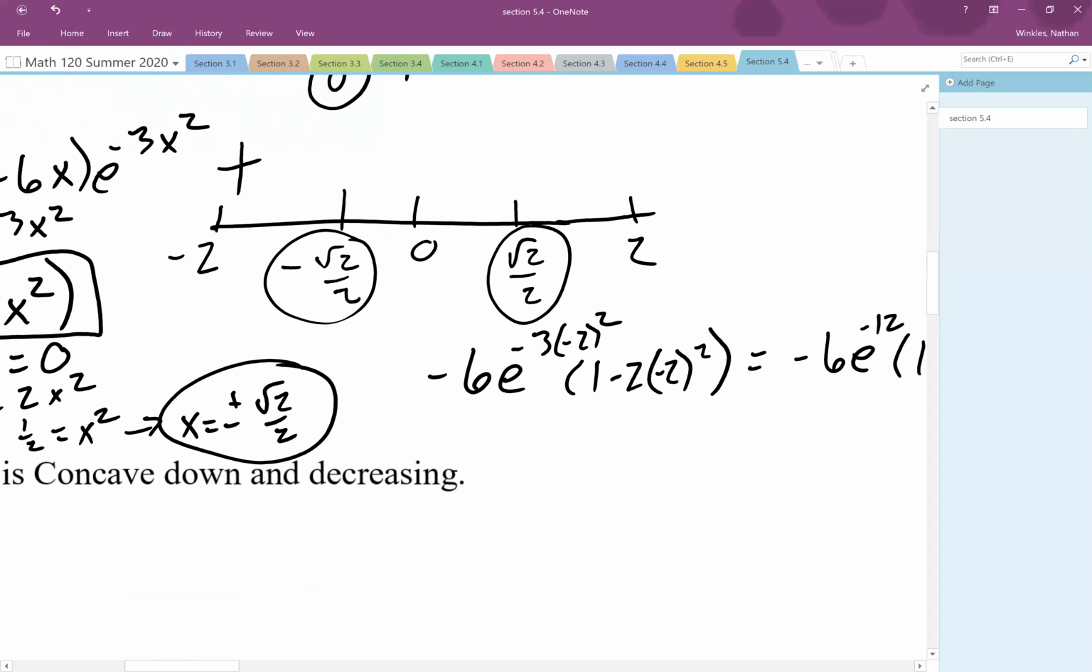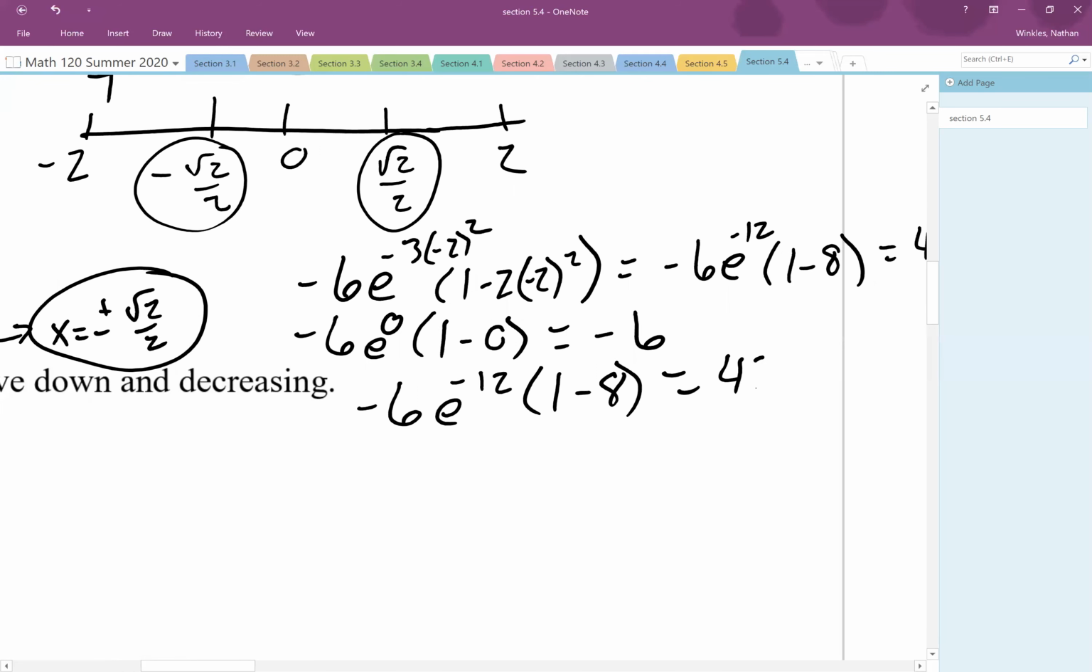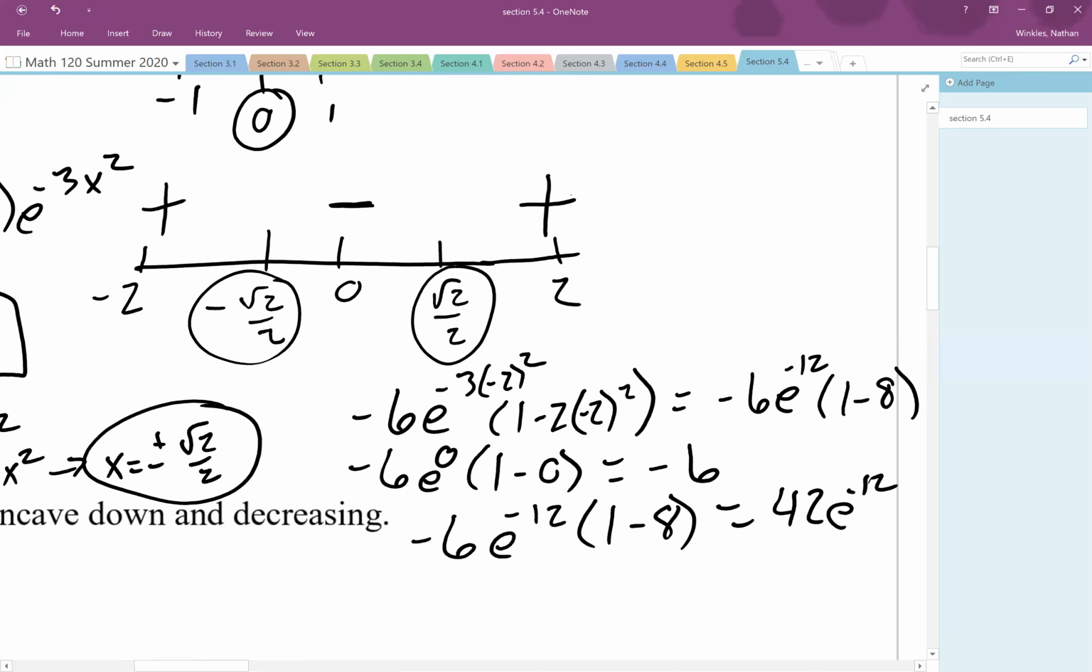When we plug in 0, minus 6e to the 0, 1 minus 0. So we get minus 6, so it's negative. Doesn't matter if we plug in 2 or negative 2, we still get the same answer, minus 6e to the minus 12th times 1 minus 8. We still get 42e to the minus 12th. So therefore, this one's going to be positive as well. Didn't matter whether we plugged in positive or negative because of the fact that it was squared everywhere for x. So since it's squared, plus or minus doesn't matter.